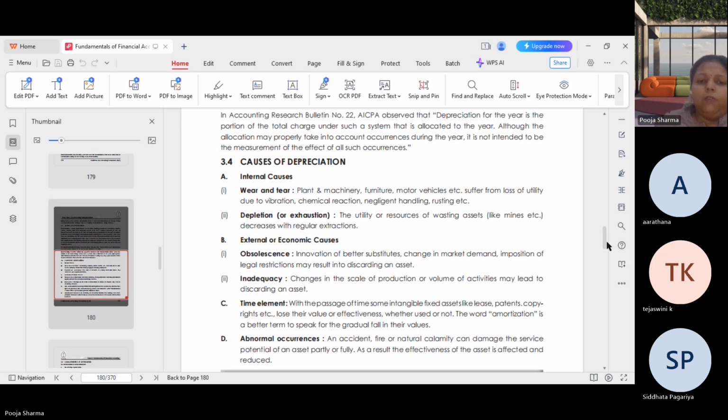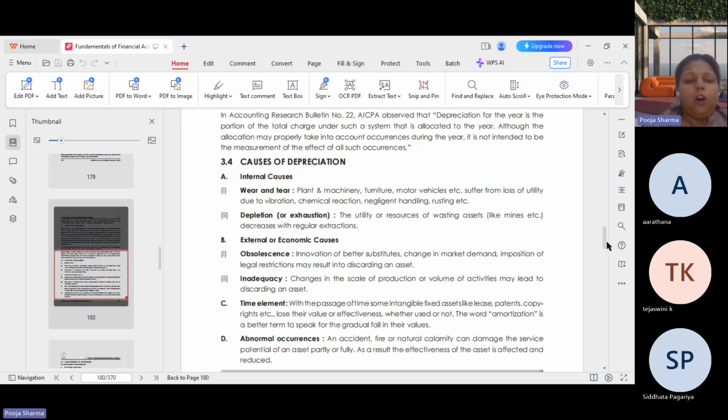Wear and tear, and depletion, we have just learned about it. Wear and tear means just a reduction in the value of assets. It may be for assets like plant and machinery, furniture, motor vehicles, or any other machinery. We have given only a few examples; we have learned lots of examples in accounts that we use in the business. Depletion we have just learned.